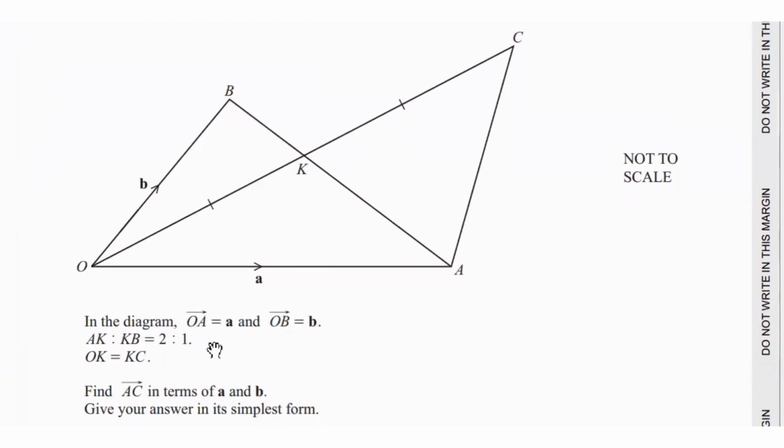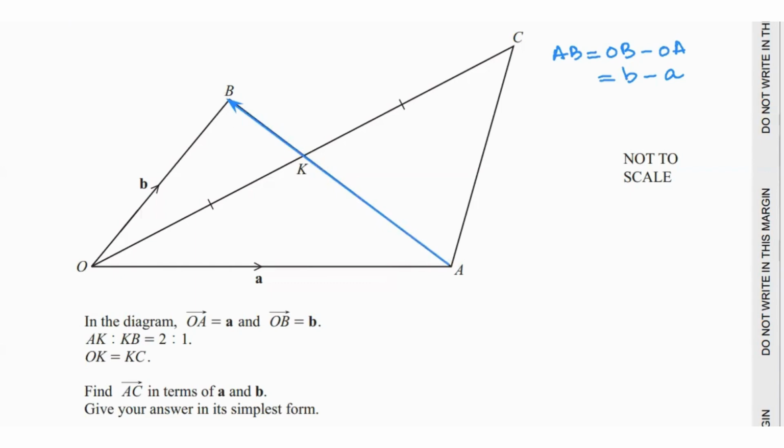Question 26 says in the diagram OA equals a, OB equals b, AK is to KB is 2:1, OK equals KC. We have to find AC in terms of a and b in its simplest form. So I would like to begin with finding AB first. So AB is going to be OB minus OA. So that's b minus a. So we just found AB.